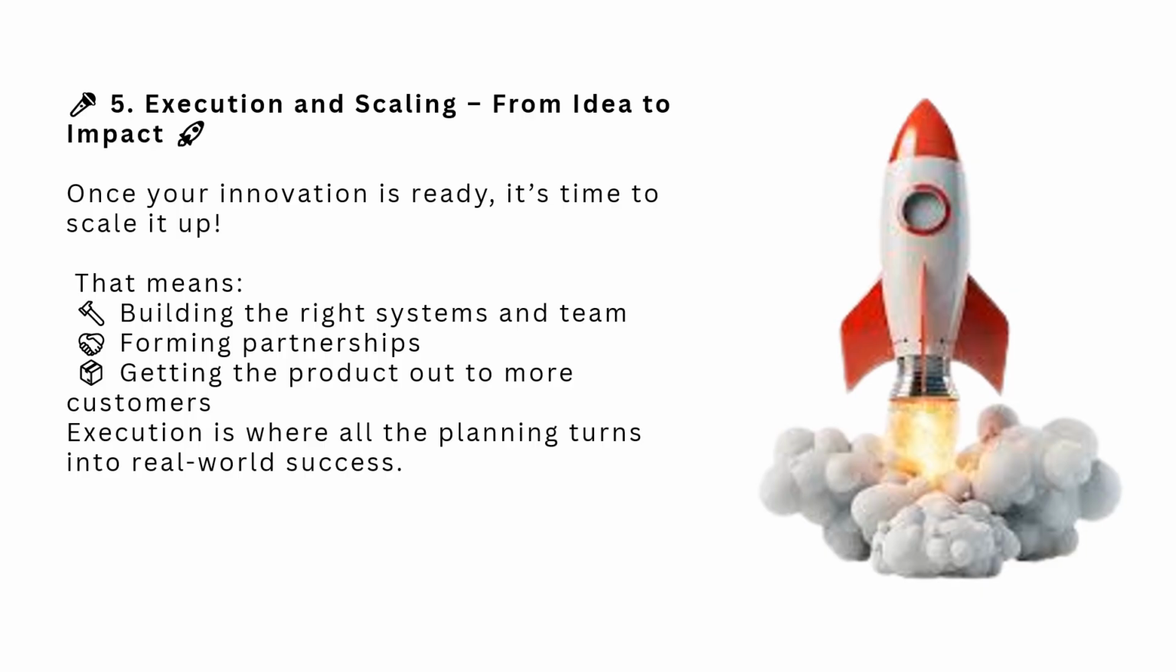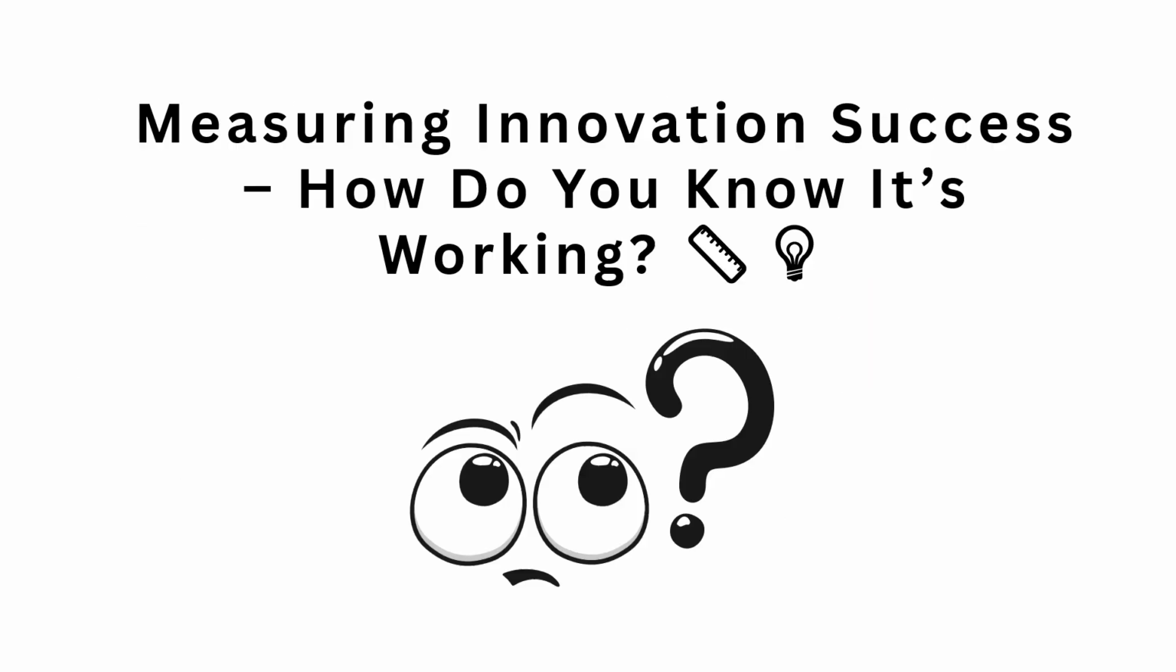So, the last step in innovation strategy is execution and scaling, which is from idea to impact. Once your innovation is ready, it's time to scale it up. That means building the right systems and team, forming partnerships, and getting the product out to more customers. Execution is where all the planning turns into real world success.